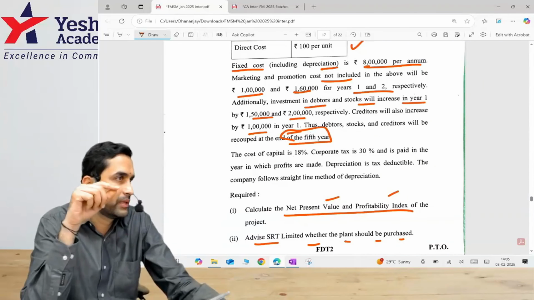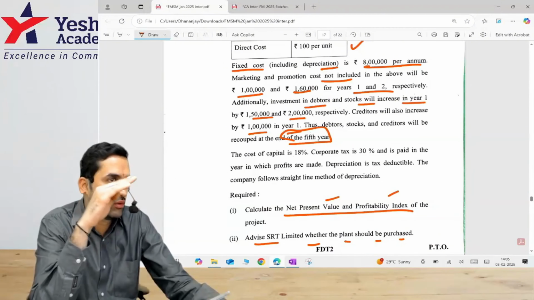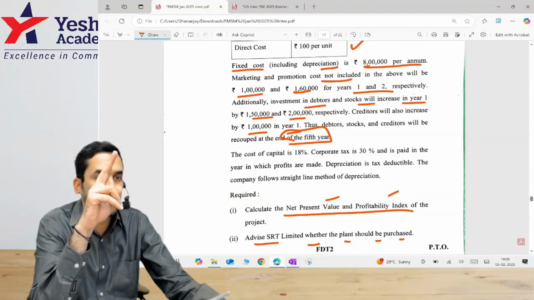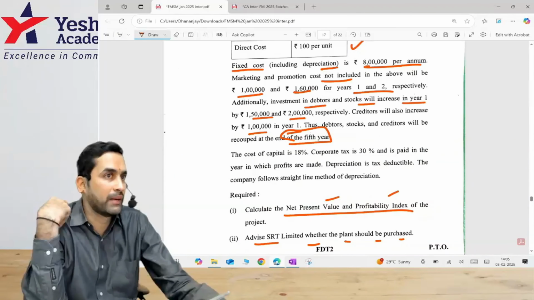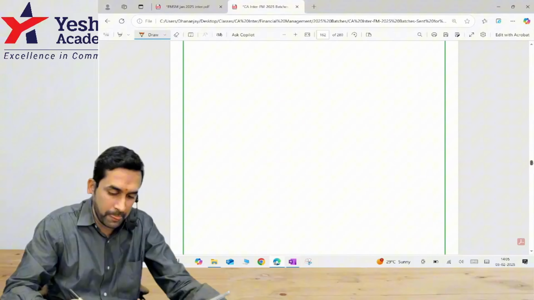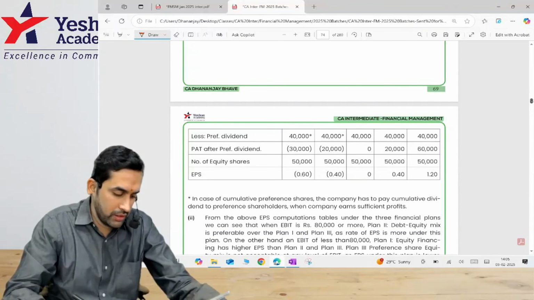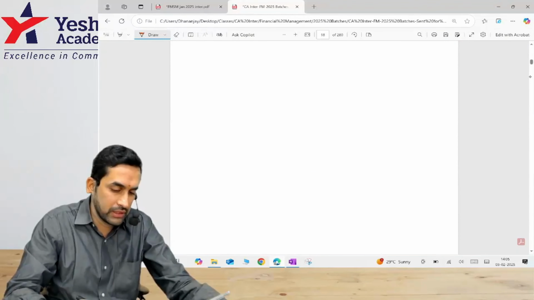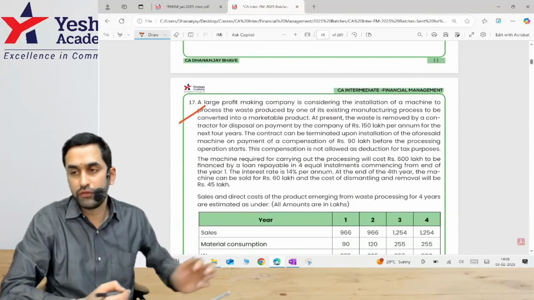I think you remember there was one slightly complex sum. Year 0 we invested, year 1 we invested, we kept the same money in year 2 and year 3, and in the last year the entire working capital came back to us. Do you remember? I think the 17th question in capital budgeting. We have done this. Yes, this question, page number 14.